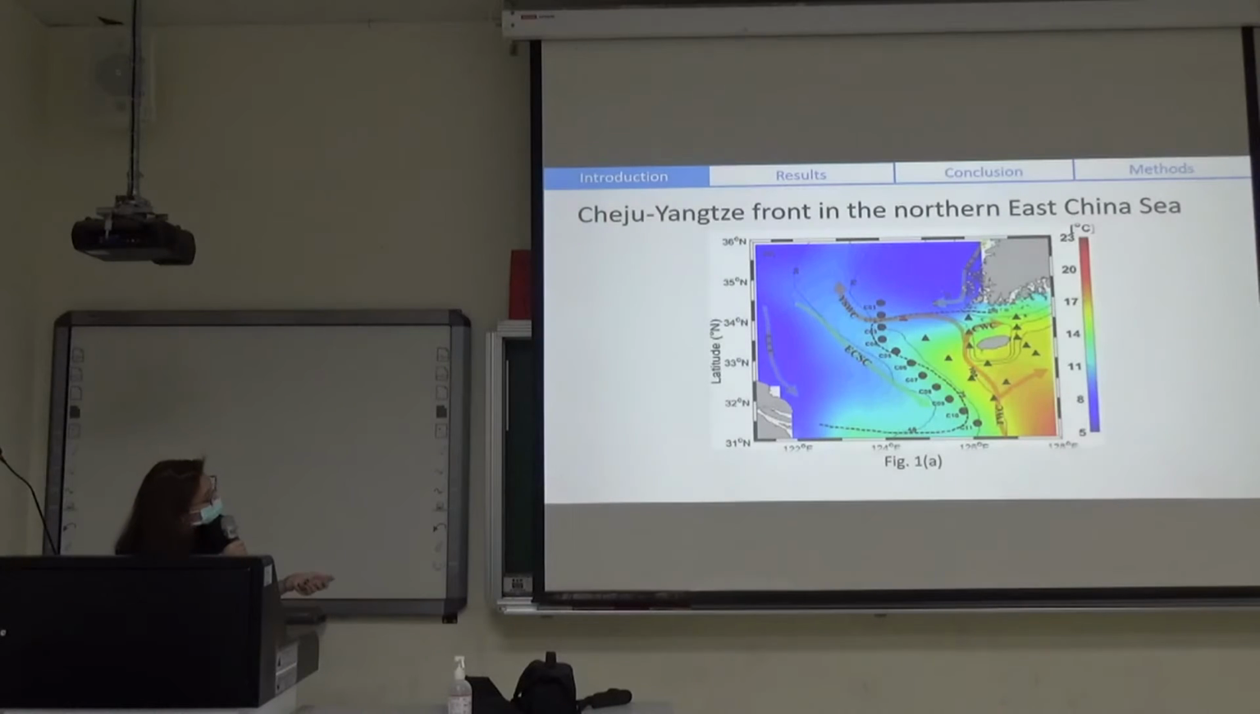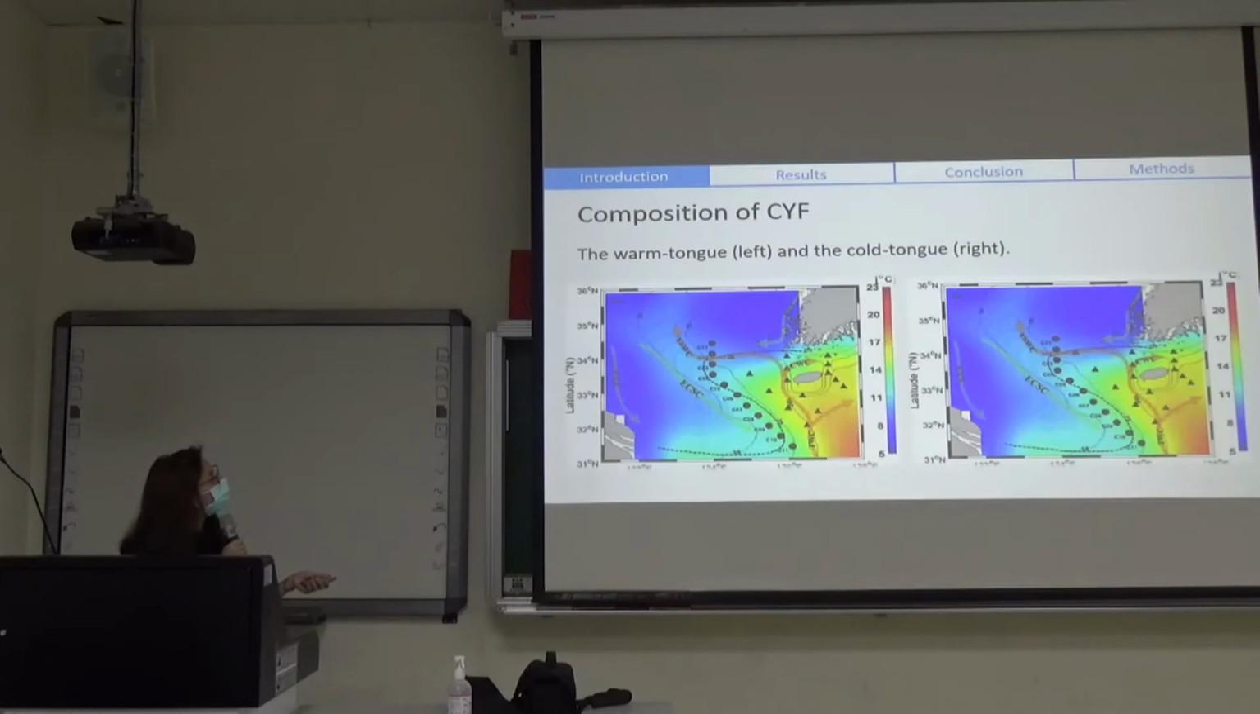And so based on the concept of the thermohaline front we mentioned before, the cold current and the warm current converge in the northern East China Sea and form a strong frontal structure. The name of this front is the Jeju Yangtze Front, which we will refer to as the CYF, as the red dash line shows. And the structure of the CYF can be divided into the warm tongue and the cold tongue.